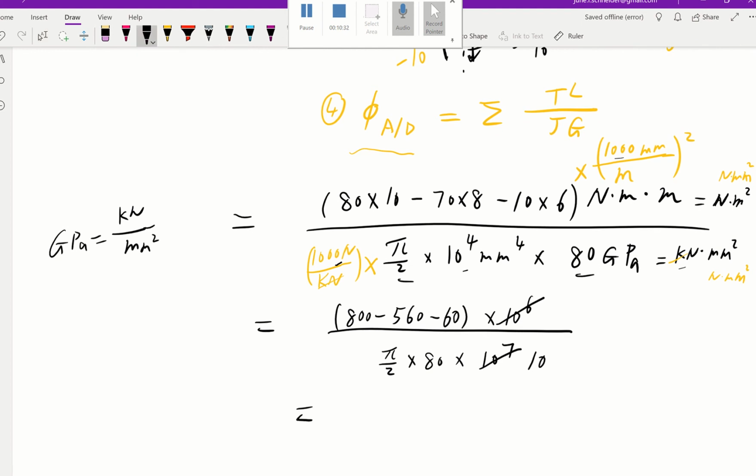So I'm actually going to finish this problem. The top one is 180. 180 divided by 80, then divided by pi, and times 2, then we're going to divide it by 10. So my answer here is 0.143. That's going to be my angle of twist for this problem, of D with respect to A.